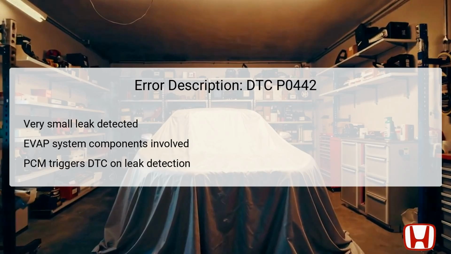It continuously checks the vacuum and pressure levels in the fuel system. When it detects an anomaly or a leak within specified thresholds, it triggers this DTC and stores it in memory for further inspection by technicians. Accurate identification and resolution of P0442 are critical in maintaining the vehicle's emissions compliance.